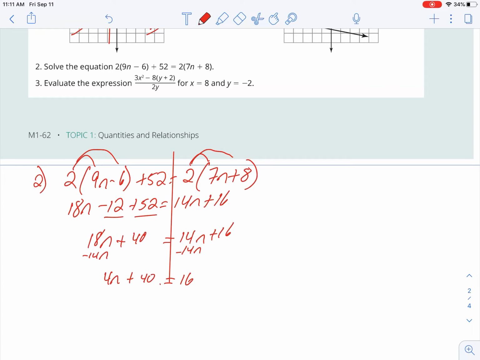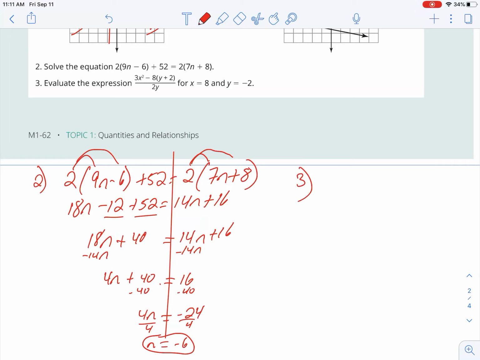Next thing I'm going to do is move that 40. So if it's a positive 40, the inverse of positive 40 is minus 40. Bring that down a little bit. 16 minus 40, watch your signs. Use a calculator if you need to. And then lastly, divide by 4. That 4 is attached through multiplication, and the inverse of multiplication is then division. So you should get n to be 6.